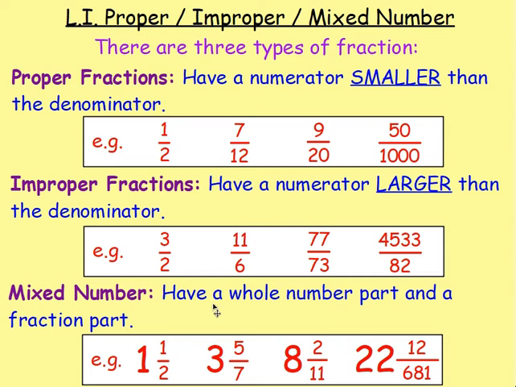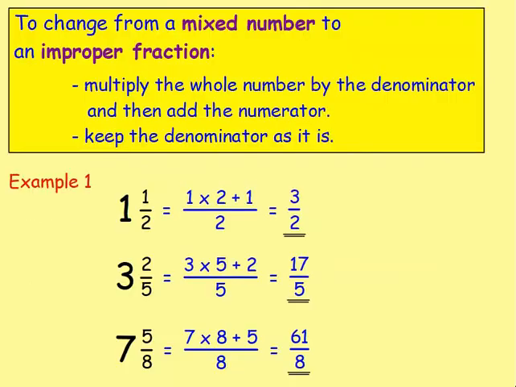And a mixed number is when you have a whole number part and a fraction. For example, if I ate 1.5 cakes, well, that 1 is the whole number and the half is the fraction. So because I've got both of them, it's known as a mixed number. With these three types, you have to be able to change between them.